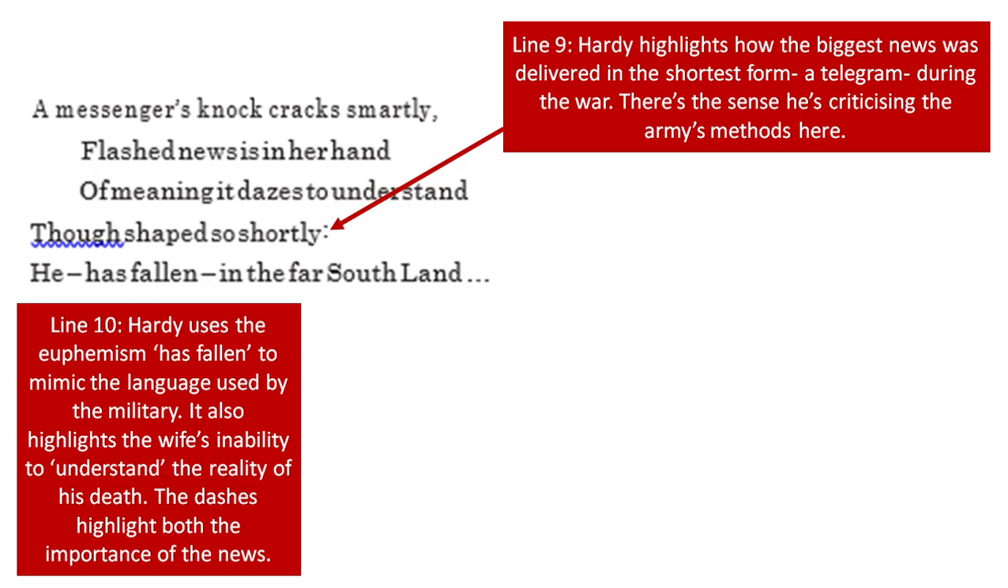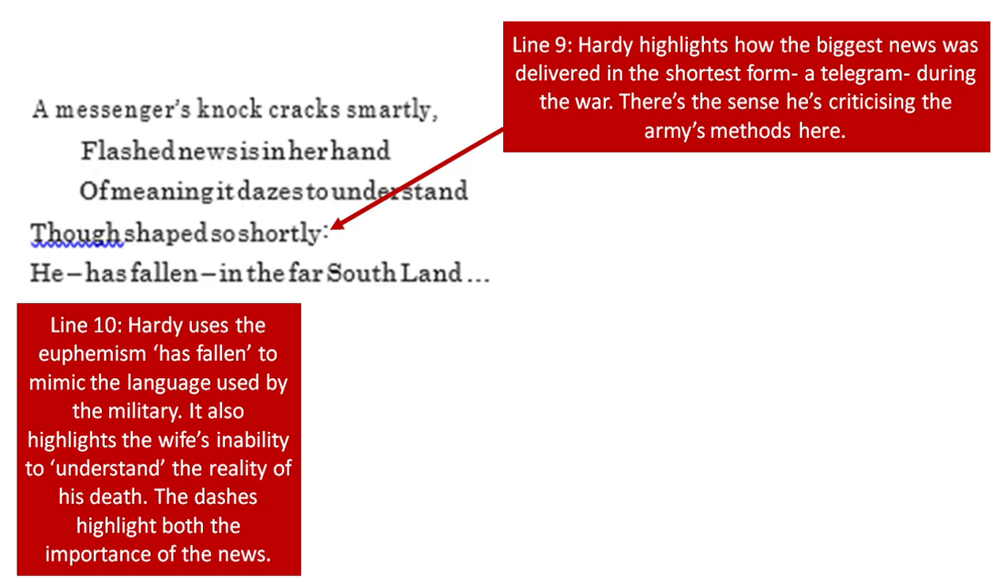Okay, line 10. He has fallen in the far south land. So obviously this is a really key line. So firstly, we've got the euphemism has fallen. So remember, a euphemism is a word which is a softer word or an easier word to hear than a harsh reality word. So rather than saying has died, it has fallen. Obviously, to imagine someone falling is a nicer image than someone dying. So that's why it's a euphemism.